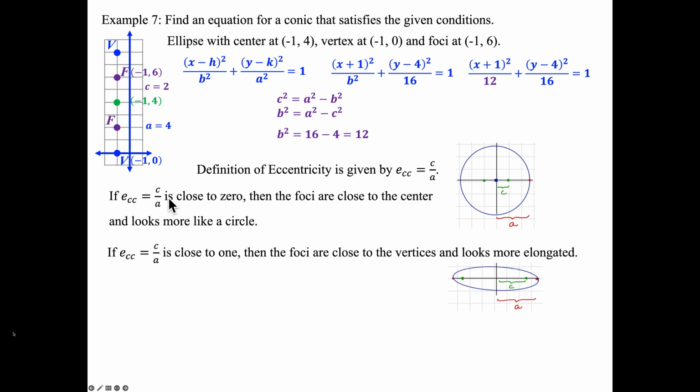And in reverse, if we have a really large c value, really close to a, that means my fraction is getting really close to 1. Then the foci are going to be closer to the vertices, and it's going to be more of an elongated ellipse. All right, and that wraps up our ellipses.